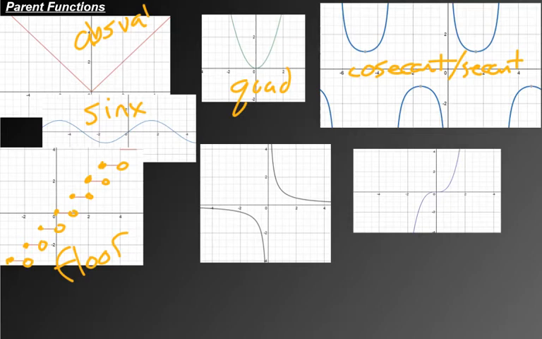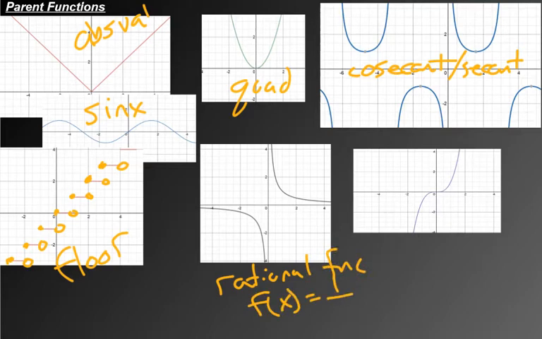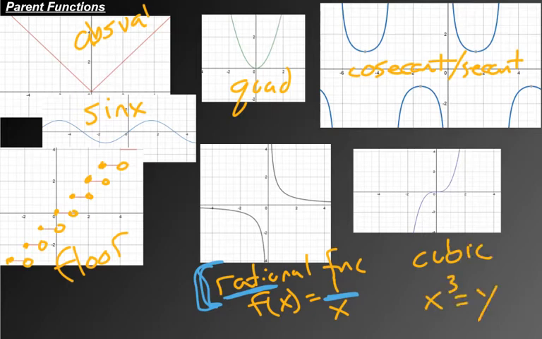And then this is a function called a rational function. It's really the rational function 1 over x. We call them rational functions because of the ratio part. The word ratio is like the fraction part. That's where that comes from. And then this last one is a cubic function. It's just x cubed. It's just y equals x cubed.